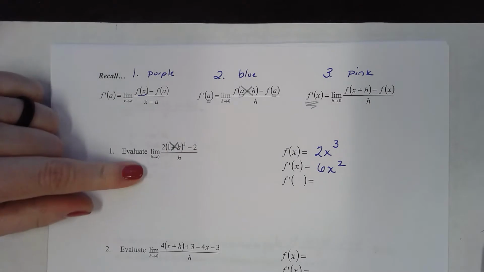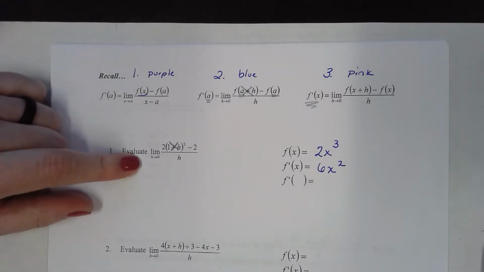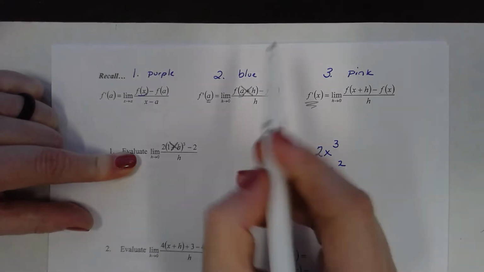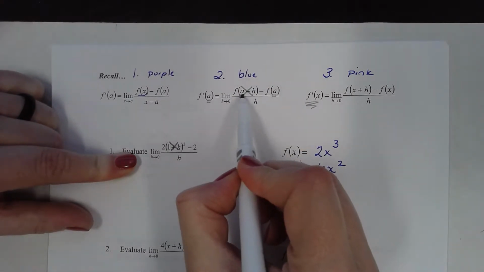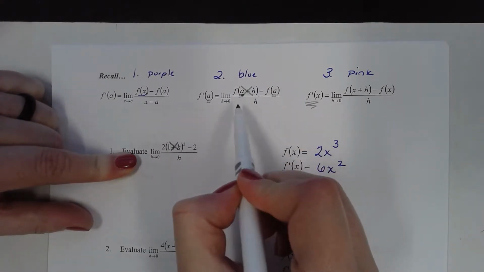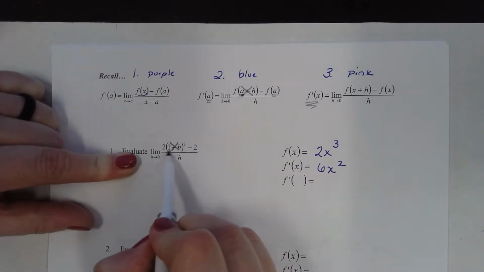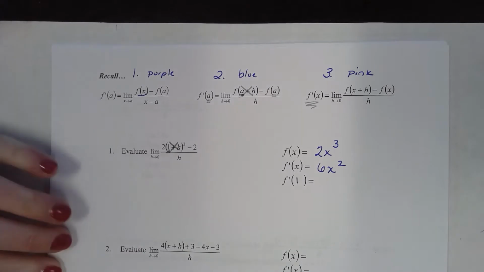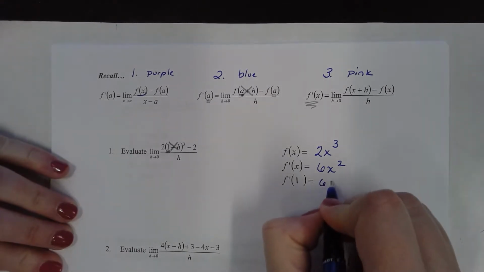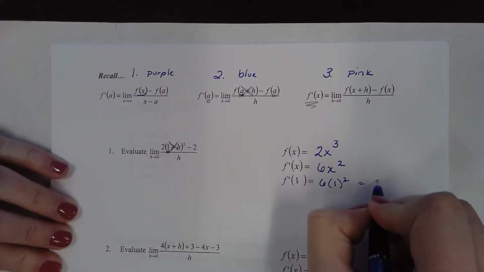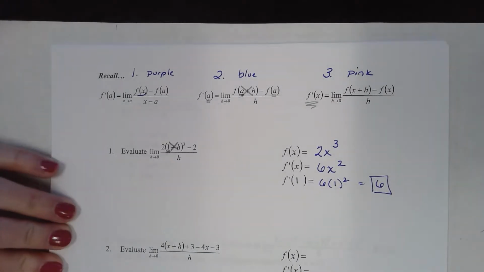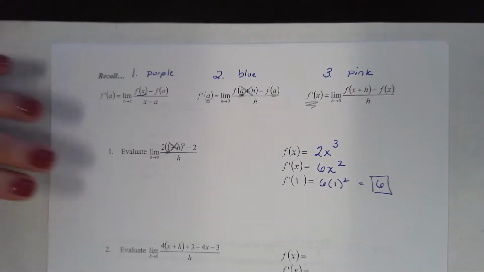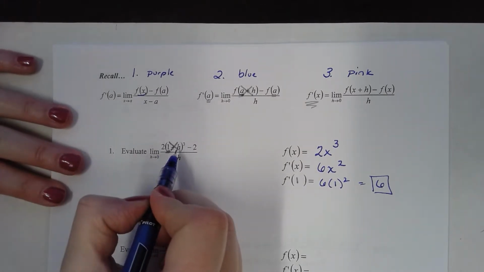But this one wants the derivative at a specific point. What's the specific point? Well, you need to look and see, well, what is the number that's getting added to the h, because that's your specific point. And in this case, it's a 1. So you want f prime of 1. And that's your answer.